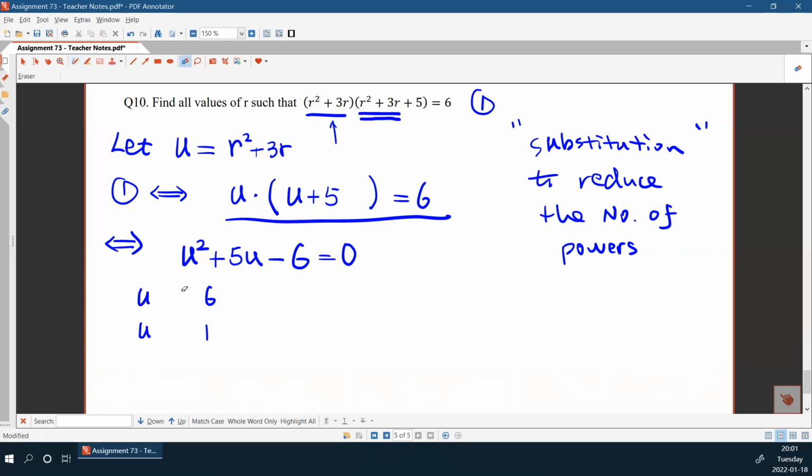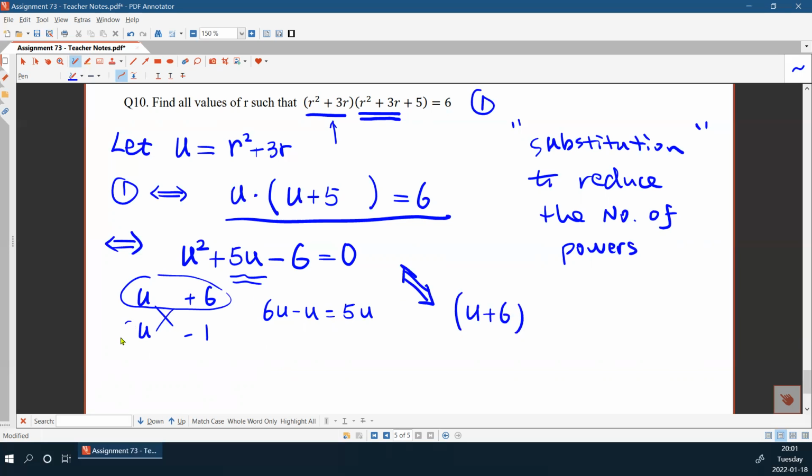or +6 times -1. By cross multiplication, we'll have 6u minus u, which gives us 5u, which is the term right in the middle, right? So therefore, this expression here is equivalent to: this is the first factor, which is u plus 6, and this is the second factor, which is u minus 1, which equals 0. So can you tell me what are the values of u?